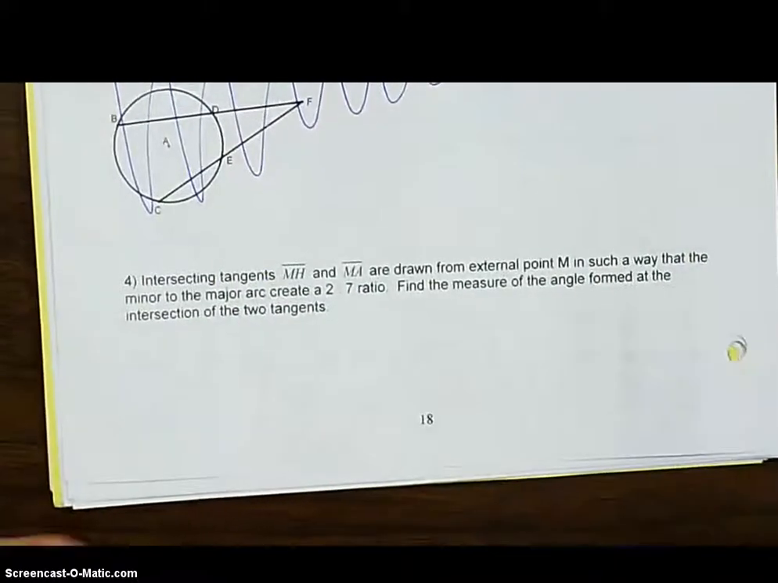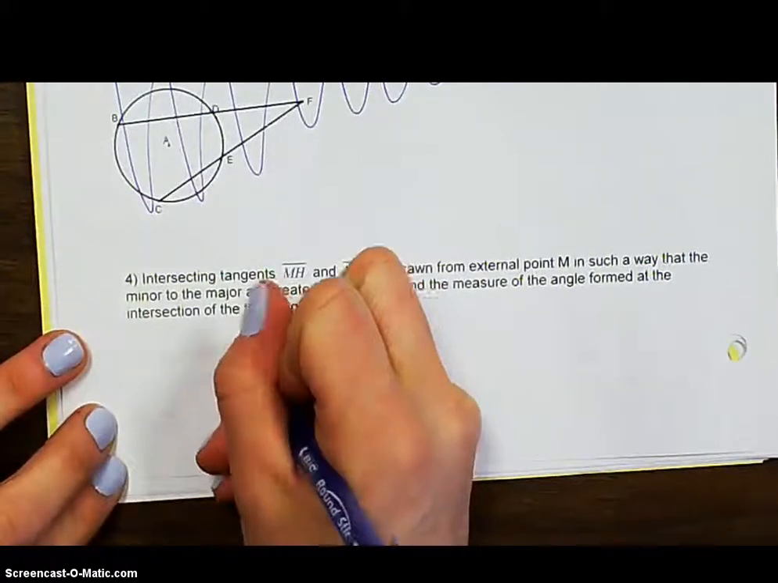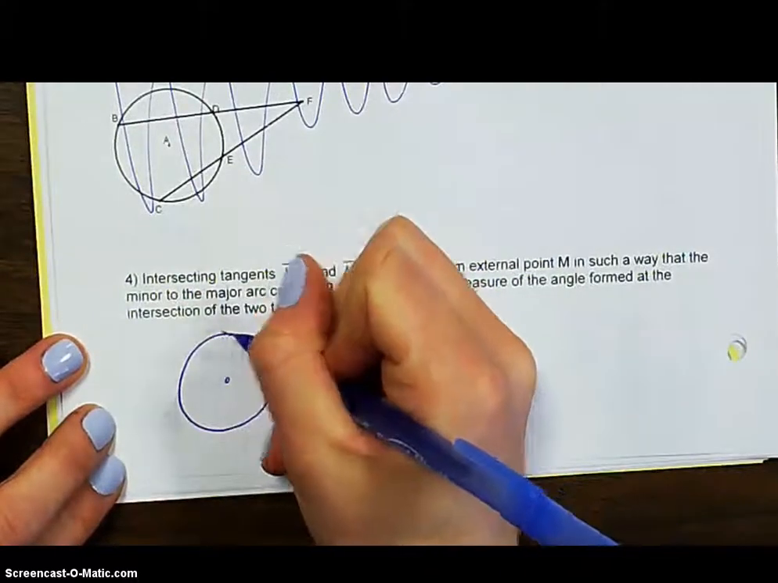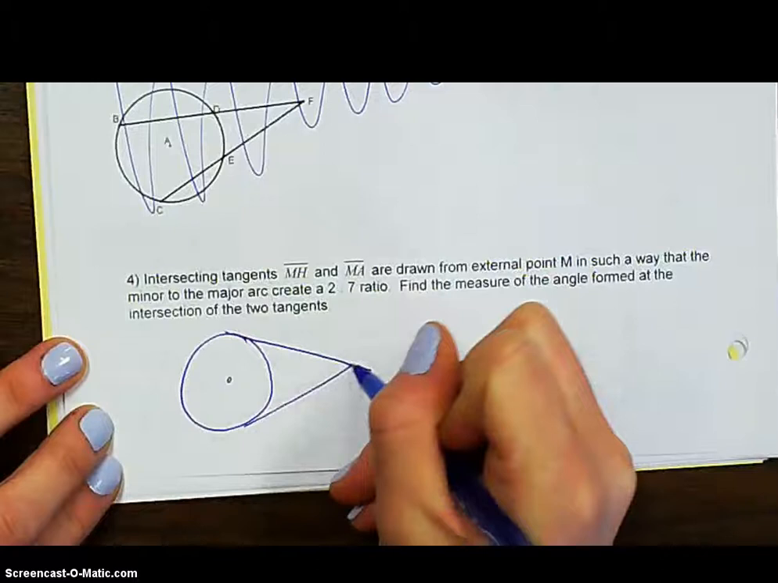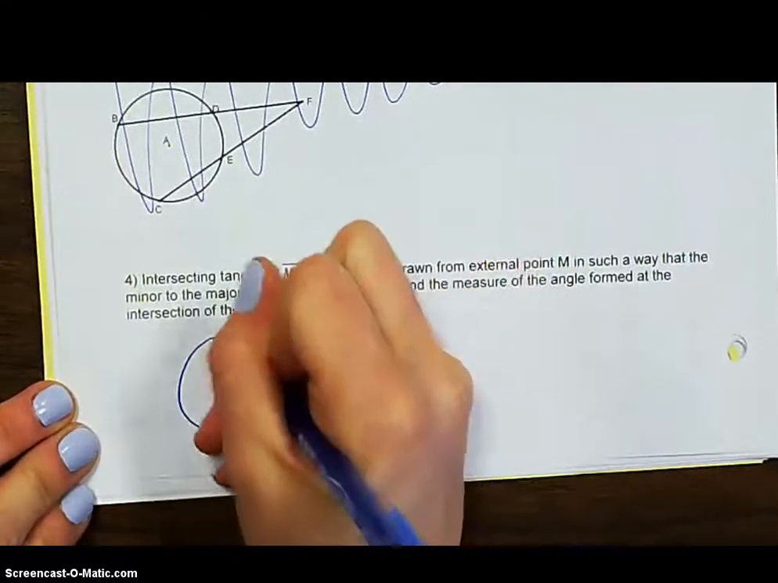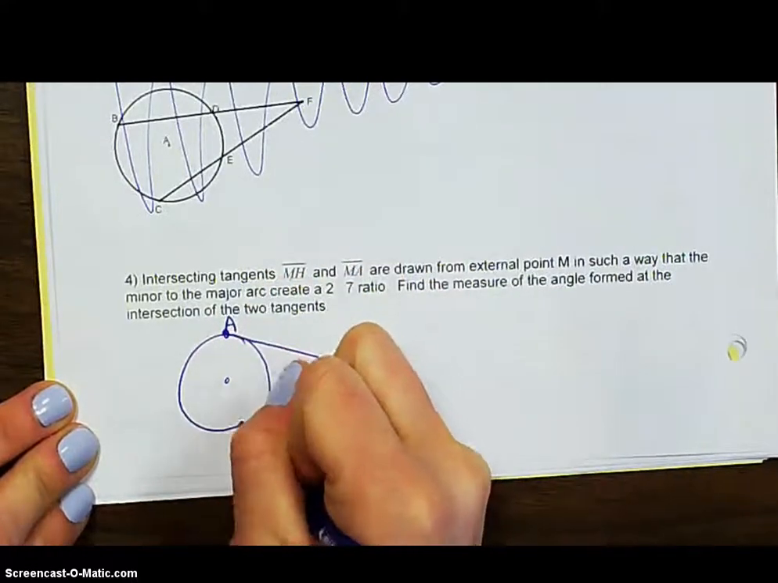So we have intersecting tangents MH and MA are drawn from external point M in such a way that the minor to major arc create a 2:7 ratio. Find the measure of the angle formed at the intersection of these two tangents. So let's start by drawing a picture. So we have a circle and we have 2 intersecting tangents. So here's a tangent, here's another tangent. We want them to intersect. So they're going to intersect right here. The point they have in common is M. So then this would be A, and this down here would be H.